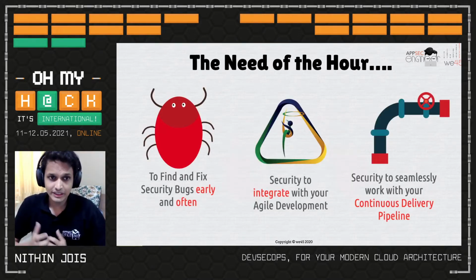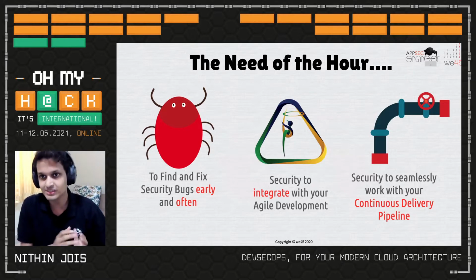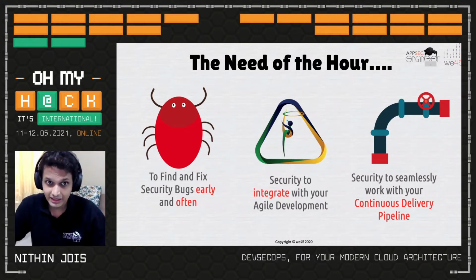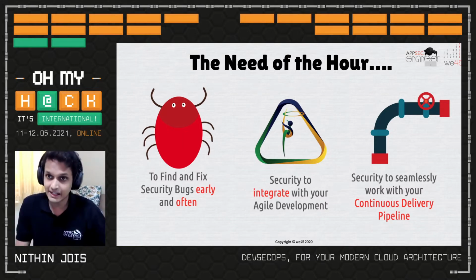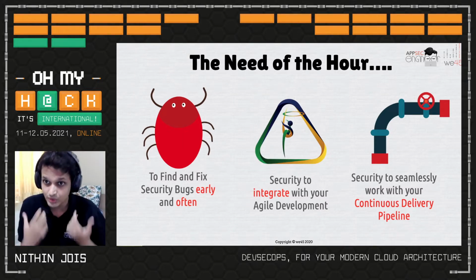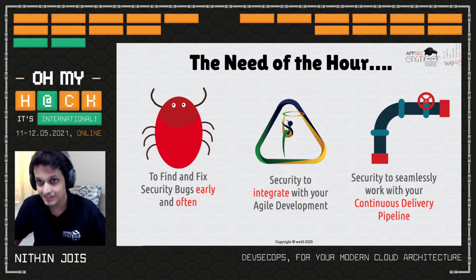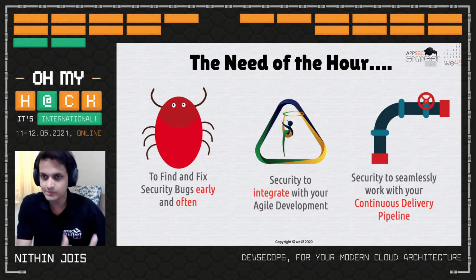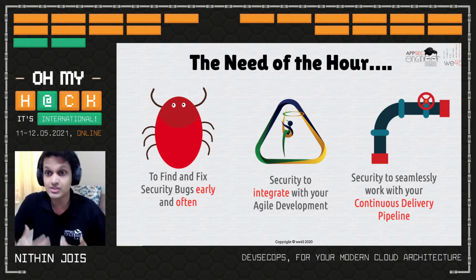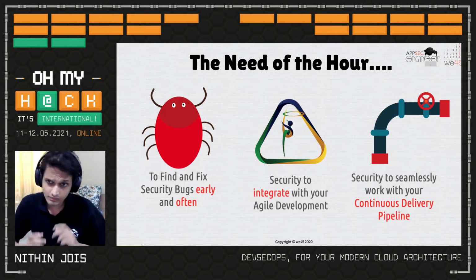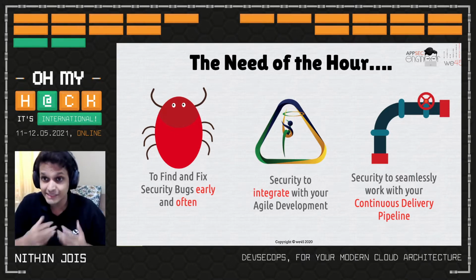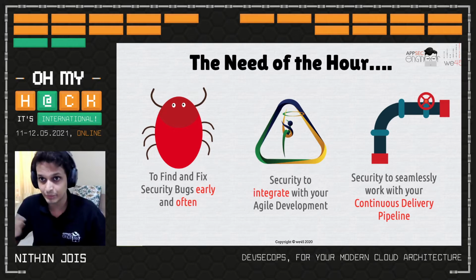So the need of the hour is to find and fix all of your security issues as early as possible, at the same time as often as possible as well. And you really will want to integrate security with the entire agile development process itself, right? So you want to start integrating security into the multiple teams of the organization and have them involved as part of your entire security process to ensure that it is a lot more robust. And finally, you want security to seamlessly work with your continuous delivery pipeline, right?